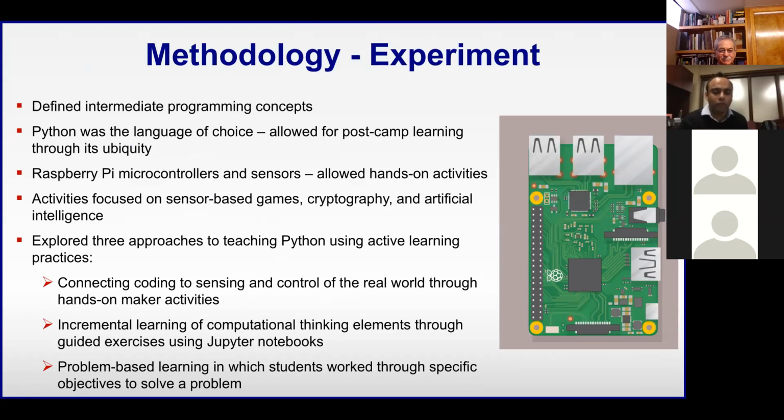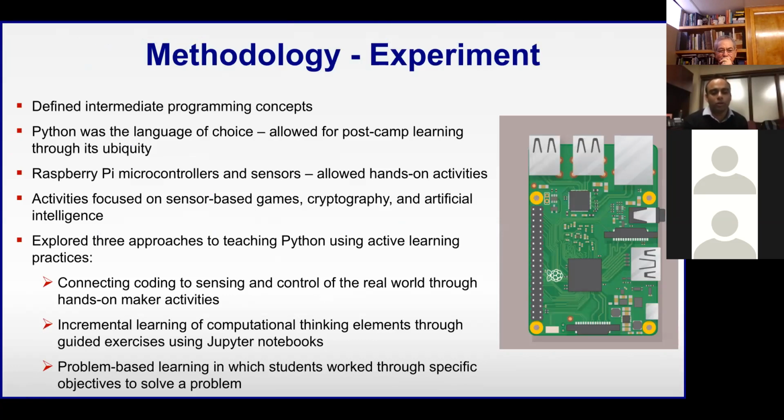Our focus has always been on hands-on learning. We found that to be an incredibly effective tool for learners, so we've favored active learning practices. And the challenge for us then becomes, what kind of projects can students work on which are closer in nature at the intermediate level? So we figured that the Raspberry Pi microcontrollers give us a means to include more hands-on and project-based learning topics. So that was the means of choice. We included activities that focused on sensor-based games, cryptography, and artificial intelligence. There's a lot of interest in these, so those made good topics to engage people.